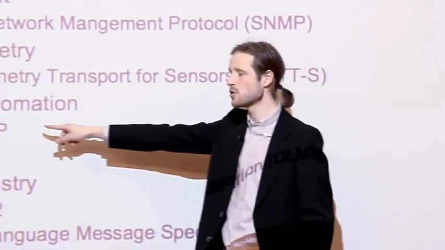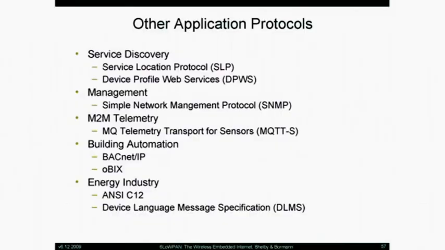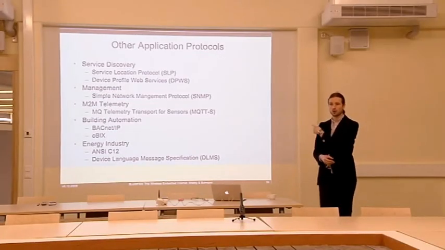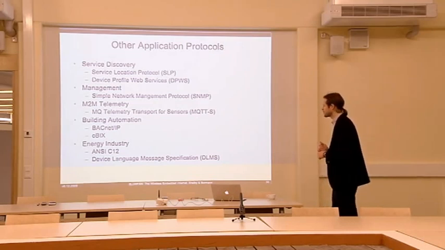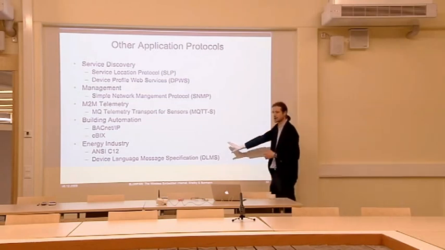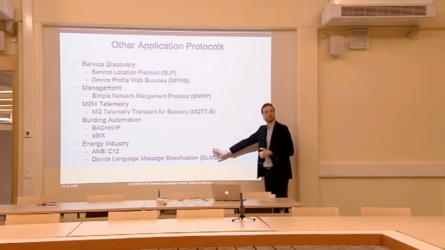So in building automation, we use BACnet. It's very common. OBIX is quite interesting. And in the energy industry, we use things like ANSI C12 in the US and DLMS in Europe. There's a new standardization effort called Smart Energy 2.0 as well, which is looking at developing an energy solution over IPv6. So this is the next generation of these things. These are pretty old-fashioned metering protocols.